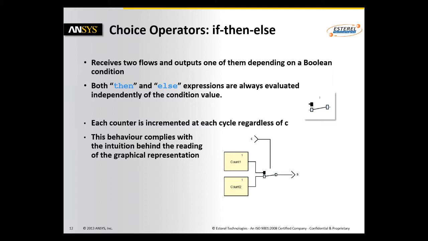The if-then-else only selects one flow for routing. It does not decide whether the flows will be computed. In fact, in general, both flows will be computed. For example, in this picture, the 2 counters will be incremented at each cycle, and one of the 2 counts will be the output of the function.